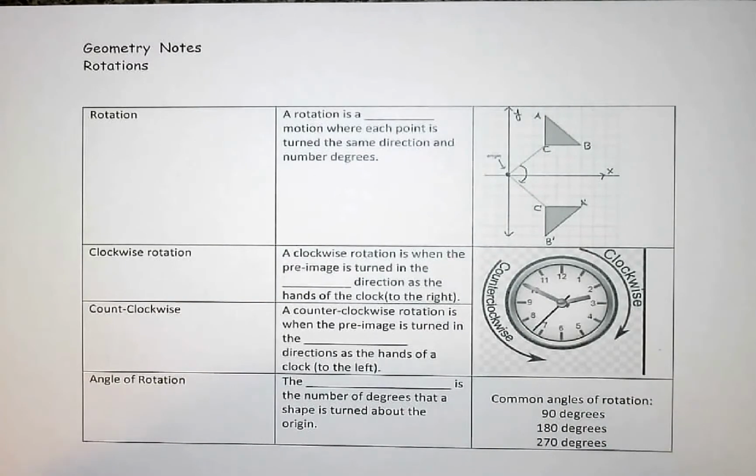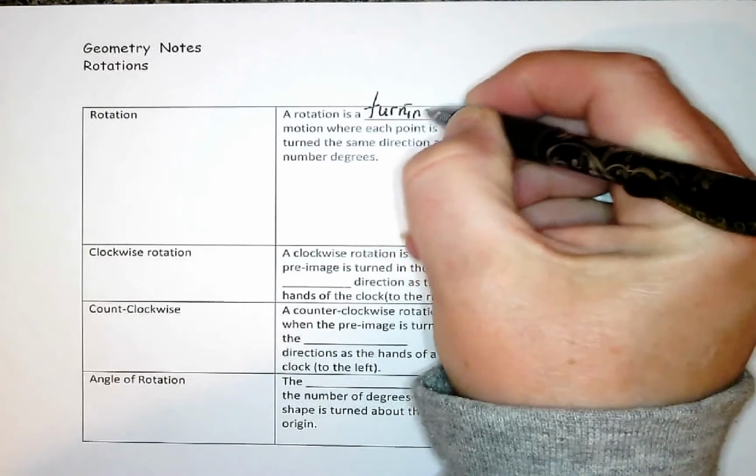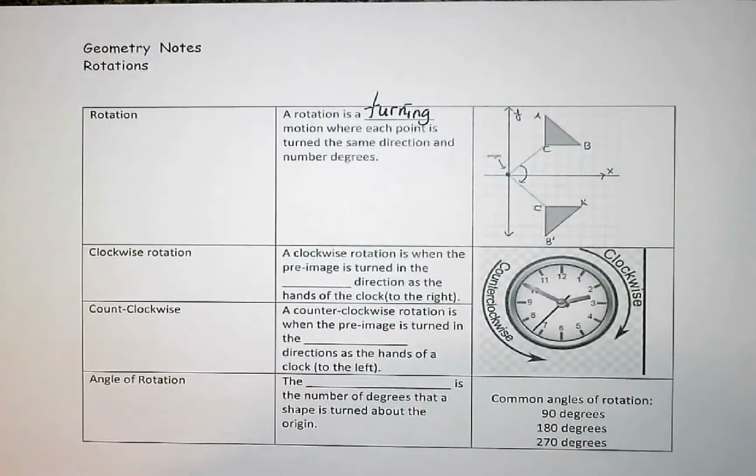We're going to go over some notes dealing with rotations, which is a type of transformation. Something is changing. And on a rotation, it is a turning motion. The shape, point, segment, rectangle, any object is turning in the same direction, the same number of degrees.